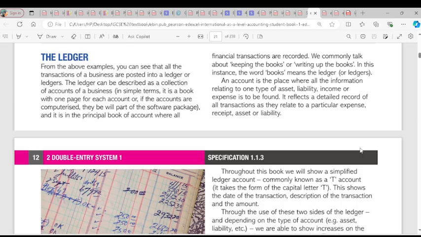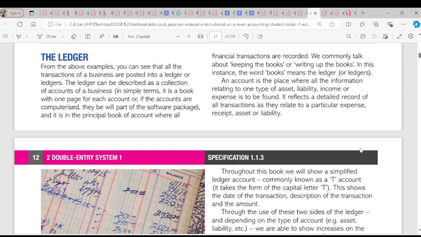It's first going to be posted in the journal. From the journal, we start taking it. It's a book of original entry. As soon as the transaction is done, you have the receipts, you have the invoices, you put them together, then you write them out on the journal before you transfer it into the ledger.